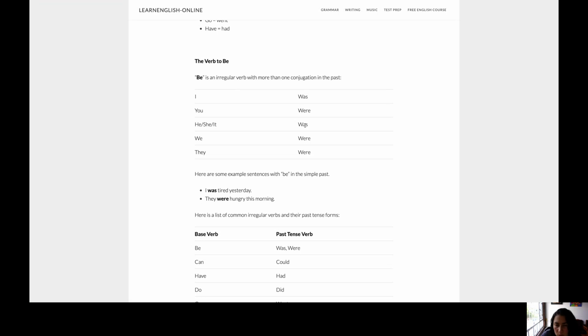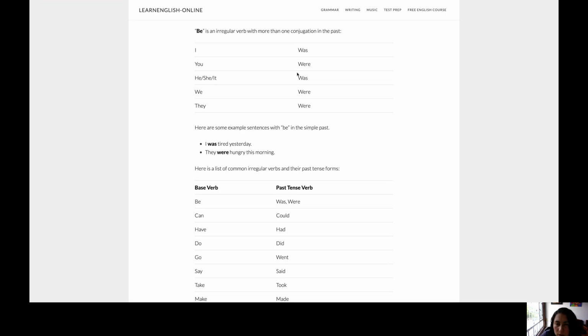Entonces acuérdense que tenemos dos formas. Antes era I am, ahora tenemos I was, he, she, it, is en presente, ahora ese is cambia a was en pasado. Y con el resto de personas nos quedan were, la forma were. Es el único verbo que al conjugarse tiene diferentes modos de conjugarse.